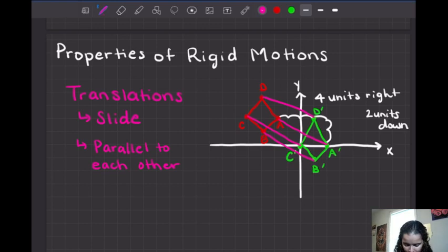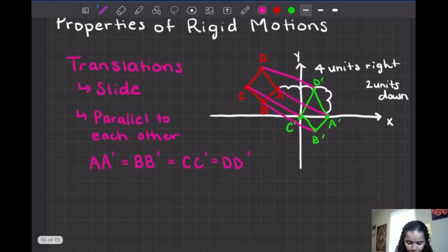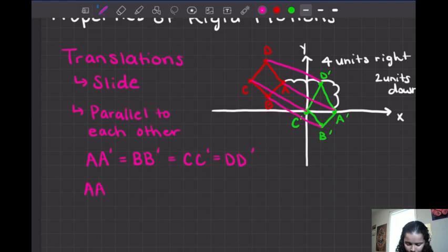So the line segment AA' is going to be the same length as BB', CC', and DD', okay? And that's just a way to notate a line segment. Because if you think about it, in a translation you're translating the figure by the same exact units. We're translating the whole figure 4 units to the right and 2 units down. So there's no possible way for those line segments to be different lengths, because you're moving the figure in the same exact direction, okay? So those line segments are all going to equal each other, and they're also all going to be parallel to each other, okay?